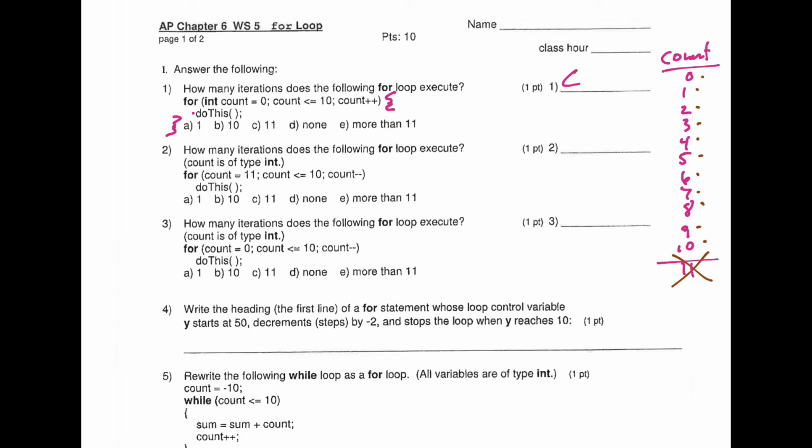All right, next question. How many iterations does the following for loop execute? Count equals 11. And this loop is going to run while our count is less than or equal to 10. So we have to ask ourselves, is 11 less than or equal to 10? The answer to that is no. So this is actually going to be D, none. It's not going to run once because this while statement is currently false. So even before we get to decrementing the counter, the loop is over. We don't have to do anything else, and it's not even going to get to that point.